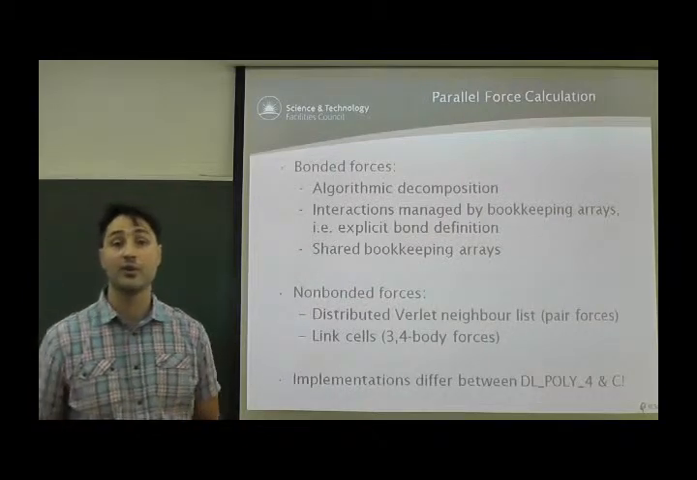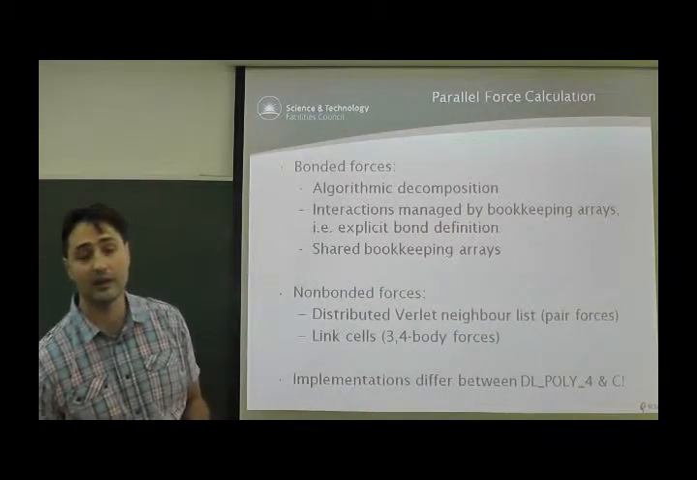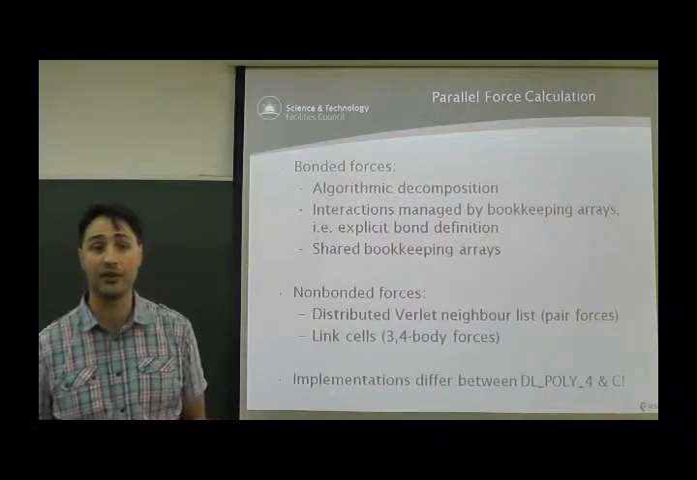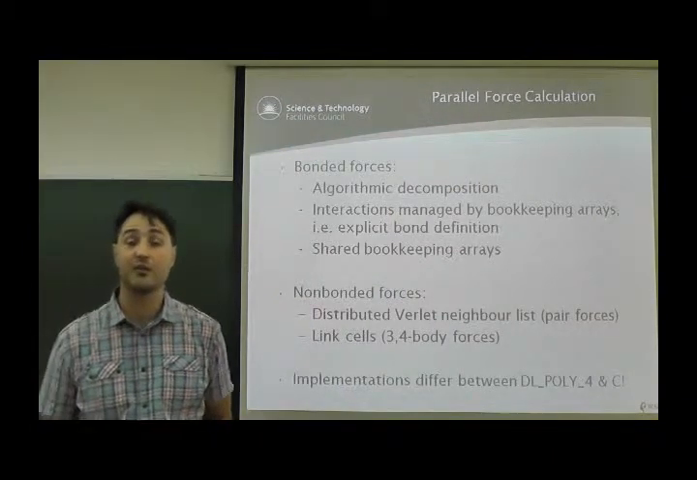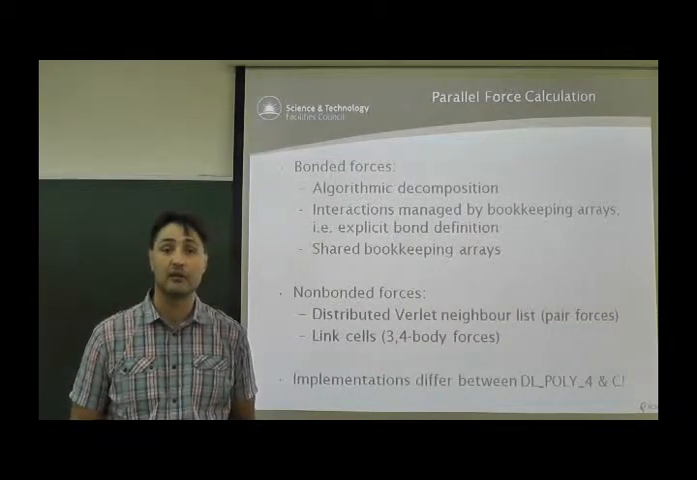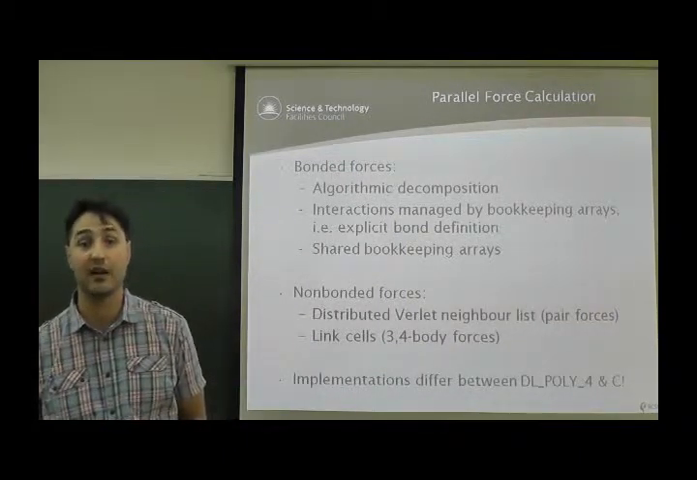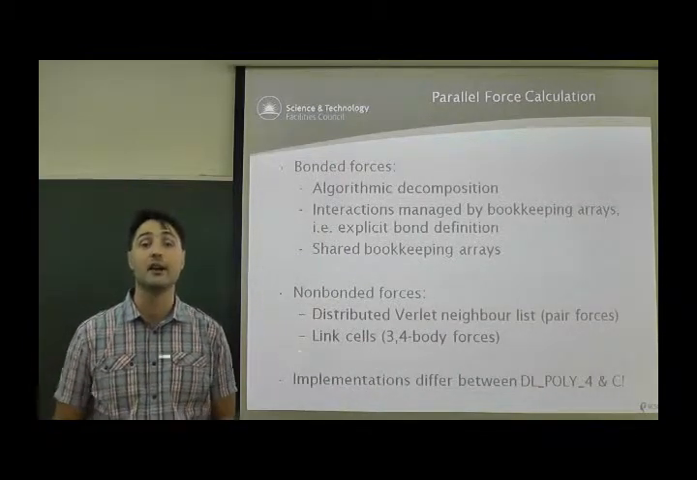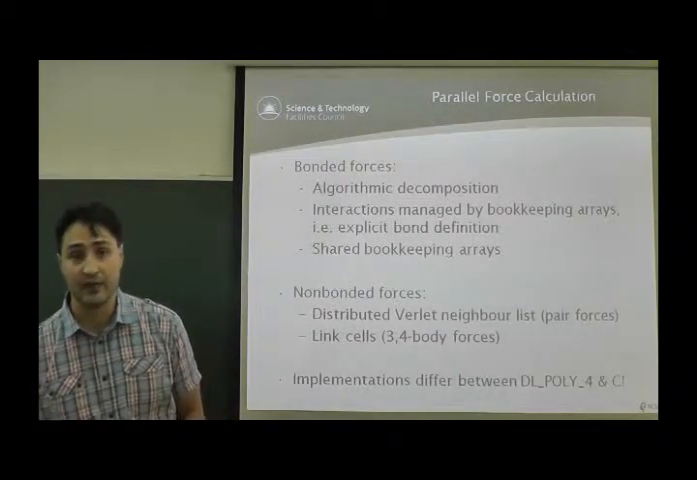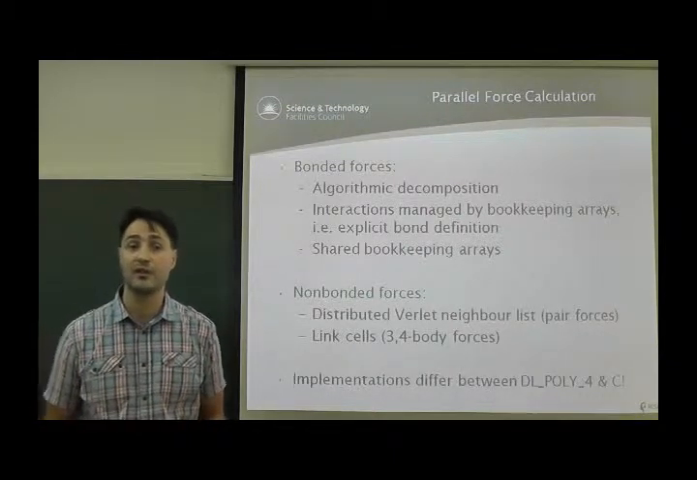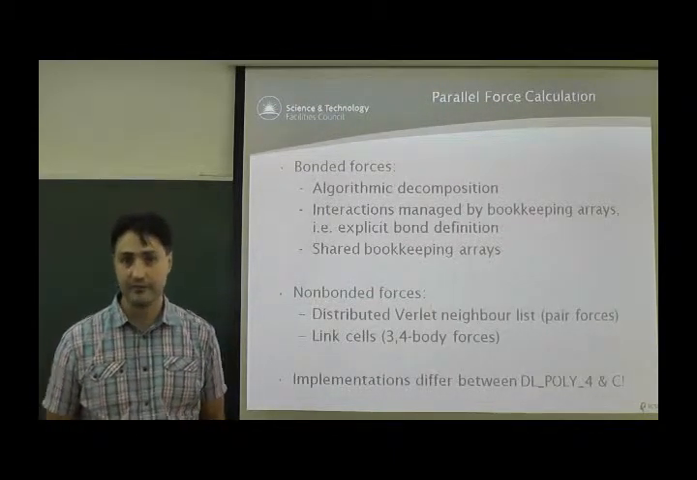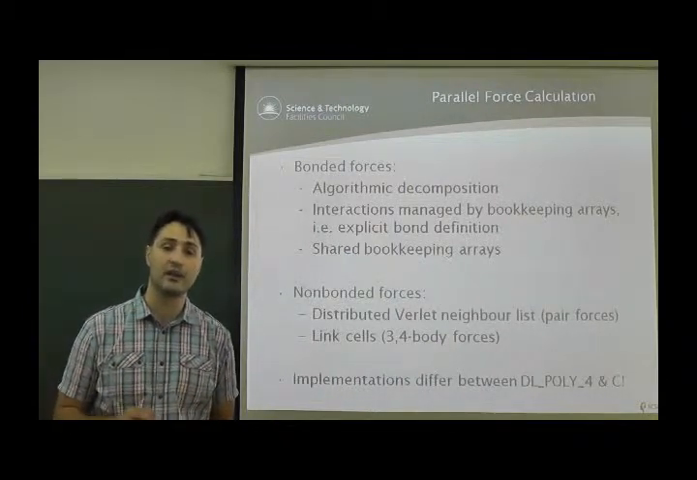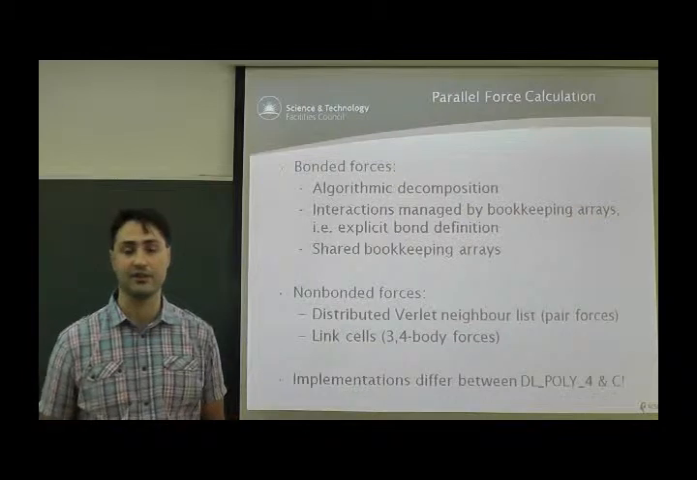So how do we compute the bonded forces? As I explained, it's an algorithmic decomposition, interacted and managed by bookkeeping arrays. We have explicit bond definitions, and we have shared bookkeeping arrays because we have processors, and sometimes we need to know how bonds are shared between processors. For the non-bonded forces, we use a distributed Verlet neighbor list, which is used for the calculation of the pair forces. And we also use link cell lists for 3 and 4 body interactions.